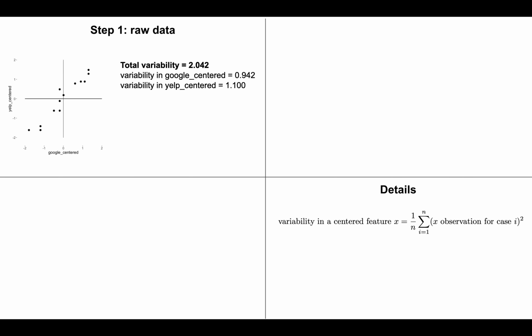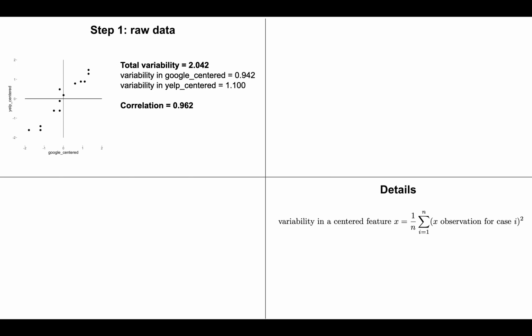To this end, we can get a sense of the variability in any feature by averaging up its squared observations. In total, the variability in our original dataset is 2.042. Roughly half of this variability is explained by either feature. Specifically, the variability in Google ratings is roughly 0.942, and the variability in Yelp ratings is slightly higher at 1.1. And again, these add up to 2.042. Further, there's very strong correlation between the Google and Yelp ratings.